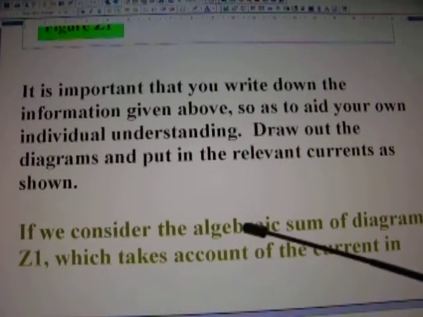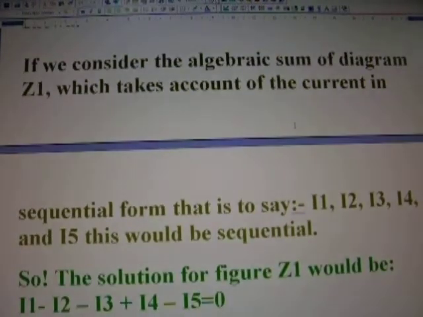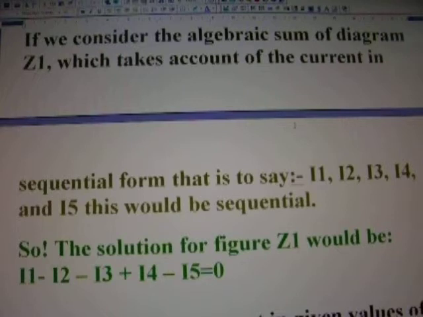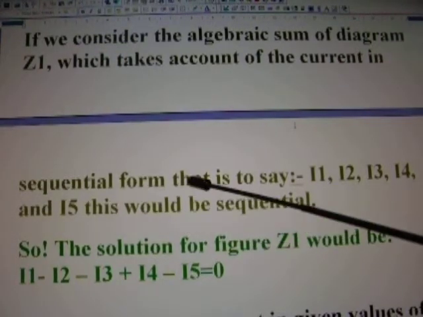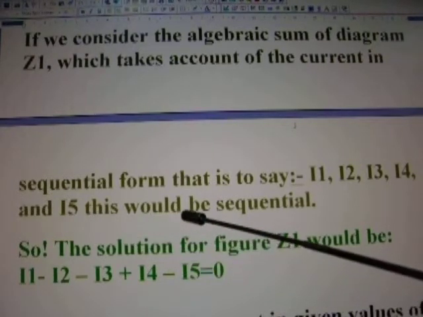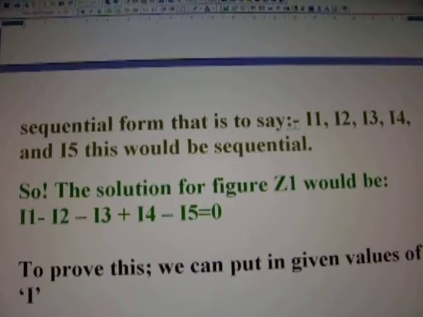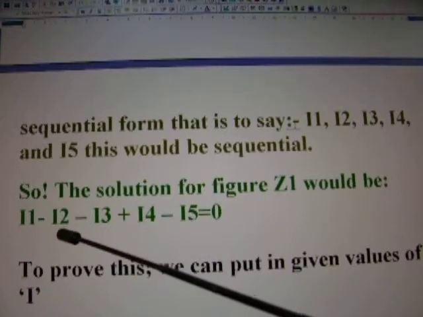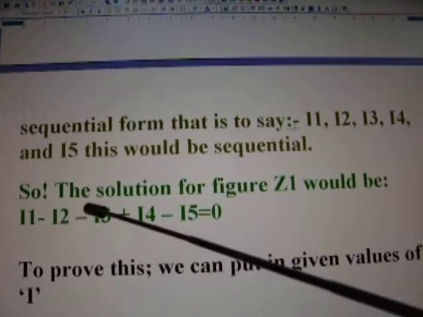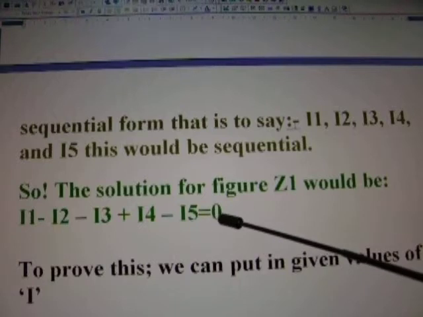Now, if we consider the algebraic sum of diagram Z1, which takes account of the current in sequential form, that is to say I1, I2, I3, I4 and I5, the solution for figure Z1 would be I1 minus I2, minus I3, plus I4, minus I5 should equal 0.